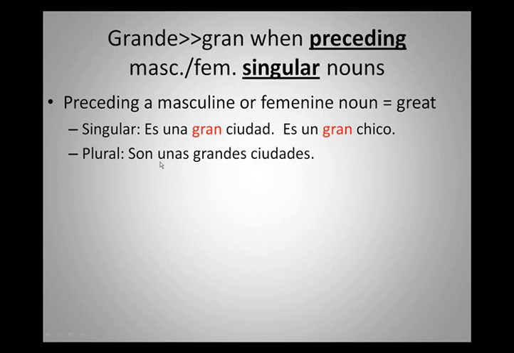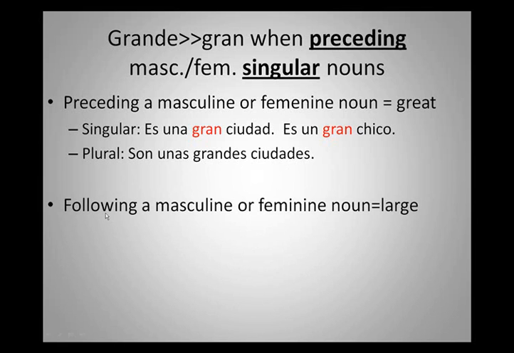Let's look at a plural example. Son unas grandes ciudades. They are some great cities. So we don't have to worry about taking off that de when it's plural and we're placing grande before the noun it modifies. We just turn it into grandes. Son unas grandes ciudades. That means they are some great cities.